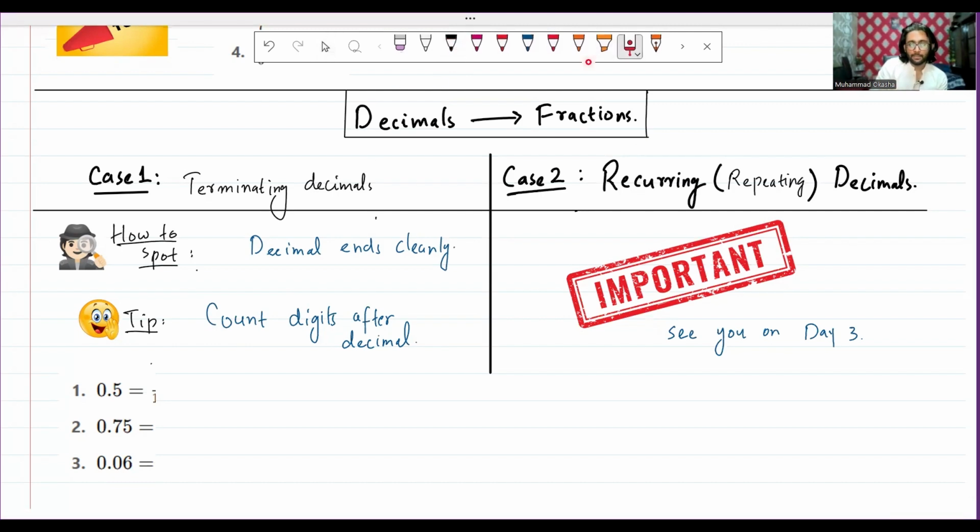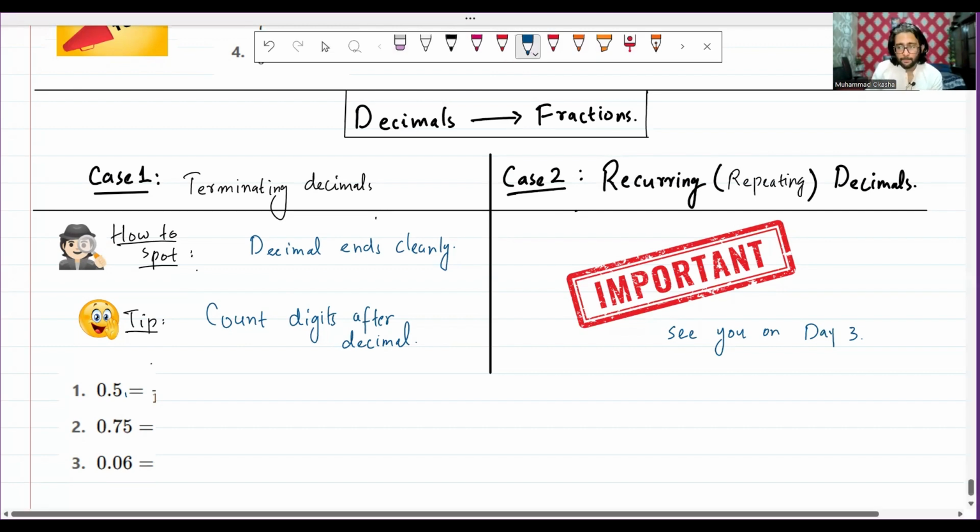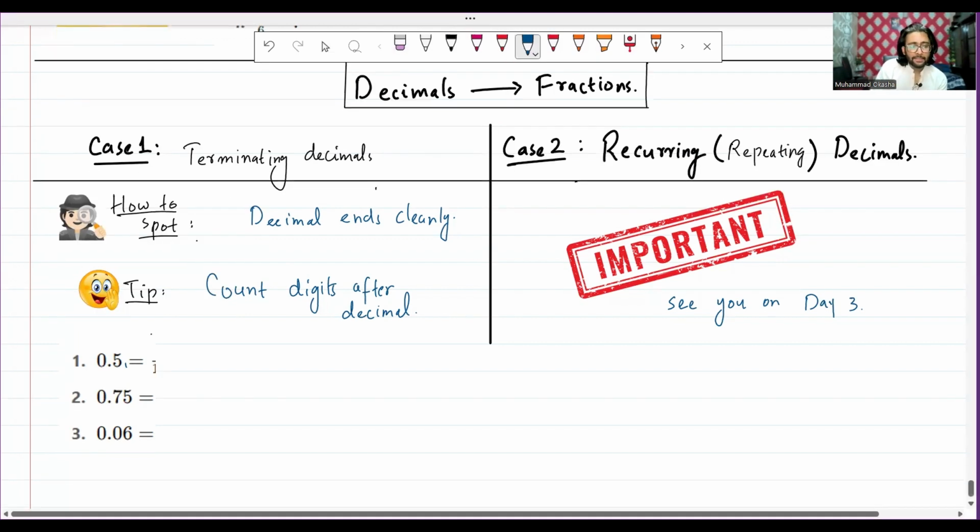If you're given decimals and you want to go from decimals to fractions, how would you do that? First of all, you should be able to spot the terminating decimals. Terminating decimals are decimals that end cleanly. For example, 0.5, there's nothing after that. 0.75, nothing after that. 0.06, nothing after that. Count the digits after the decimal.